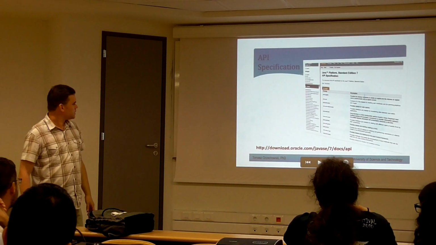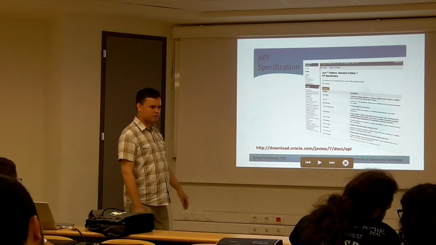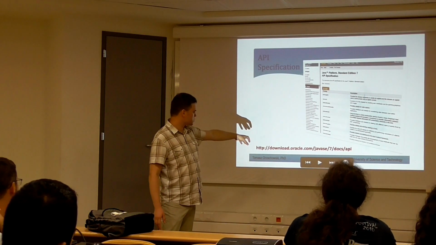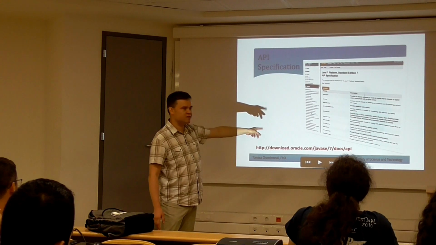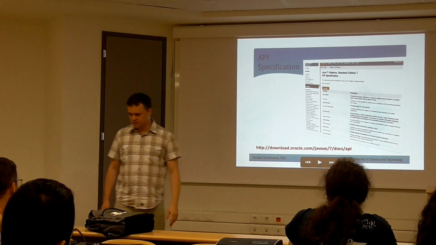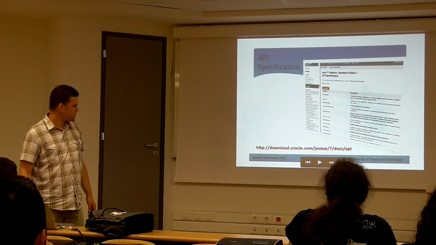Okay, the address for the API documentation of classes is very simple: download.oracle.com, Java Standard Edition, /7/docs/api. So it's easy to remember.